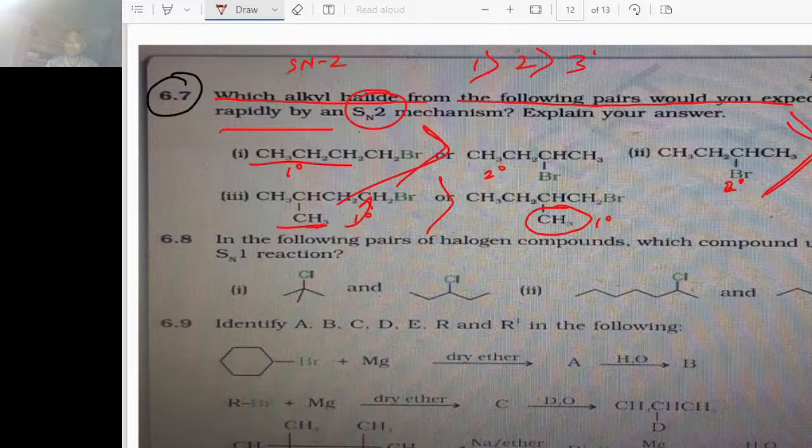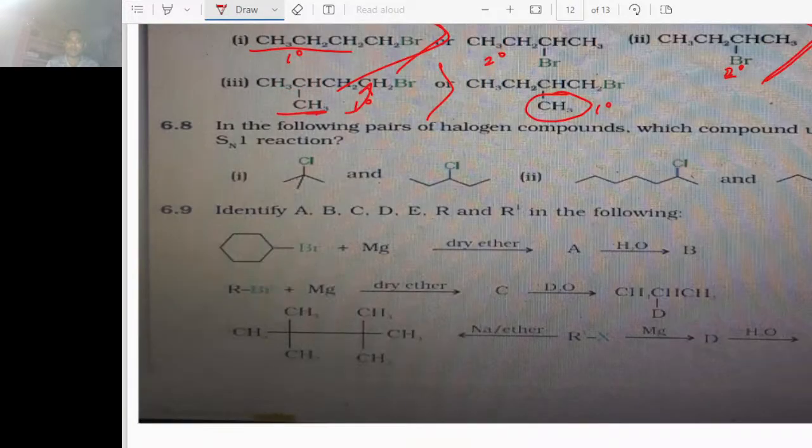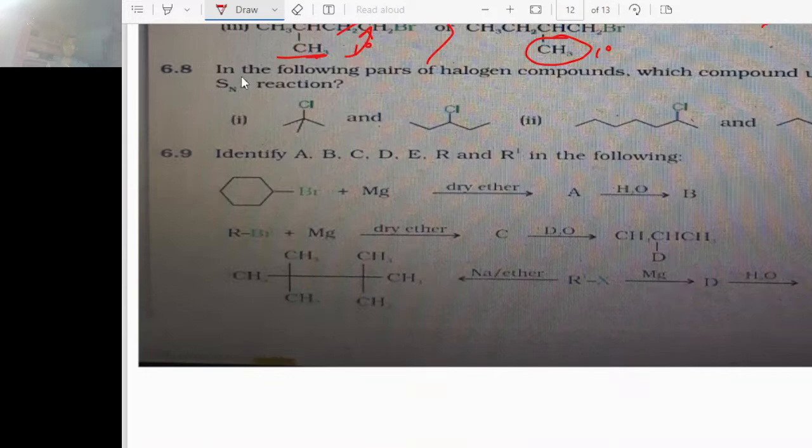Now go to 6.8, student. They are saying the SN1 reaction, the order of SN1. So it is 3 degree, then 2 degree, then 1 degree, right? So this is 3 degree and this is 2 degree. So the order will be like that. Here you see, this is 1 degree and this is 2 degree. So the order will be like that, student.